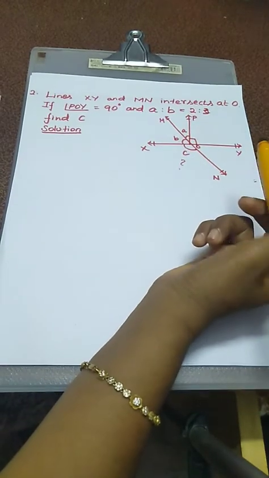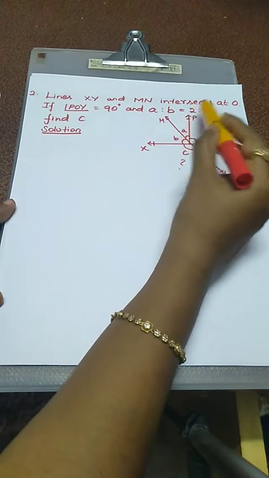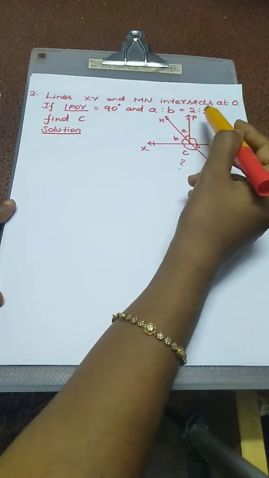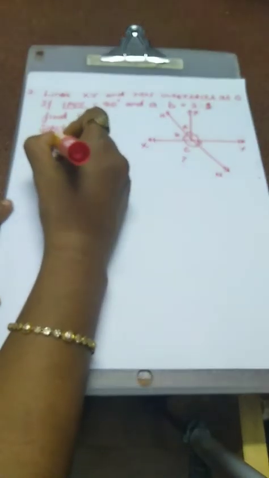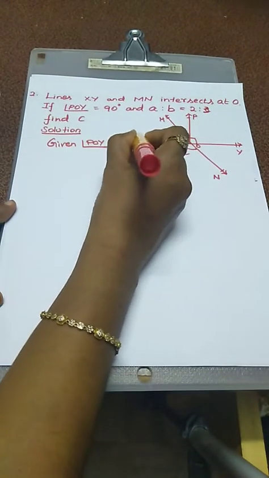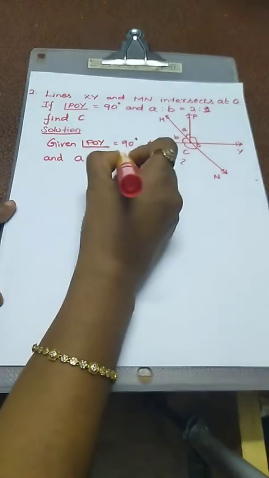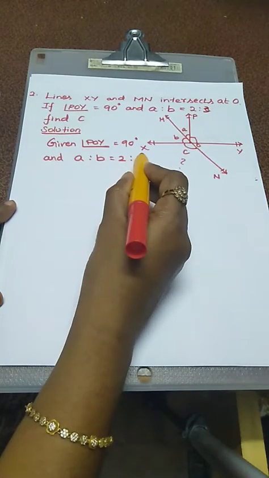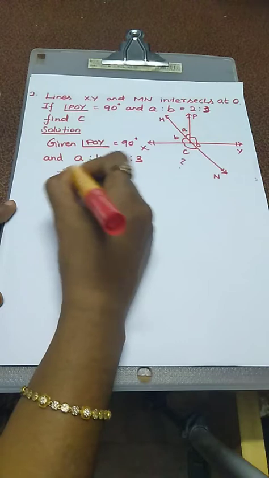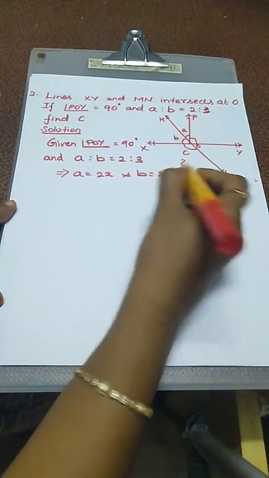This is our question. So here we have to take the ratio values. A is equal to 2x, B is equal to 3x. Using this value we have to calculate the C value. First write the given. Angle POY is equal to 90 degree. And A is to B is equal to 2:3. So we have to assume A value is 2x and B value is 3x.